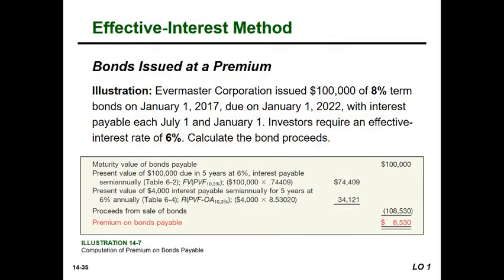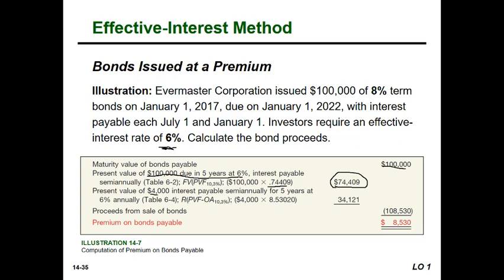So when bonds are issued at a premium, that's when they sell for more than their face value. The effective interest rate is going to be less than the stated rate. So we start with the maturity value of the bonds. We calculate the present value of what that payment is going to be due in 5 years at 6% because that's our effective interest rate. That gives us the present value factor of 0.74409, so 74,409. Then we calculate the present value of those interest payments.